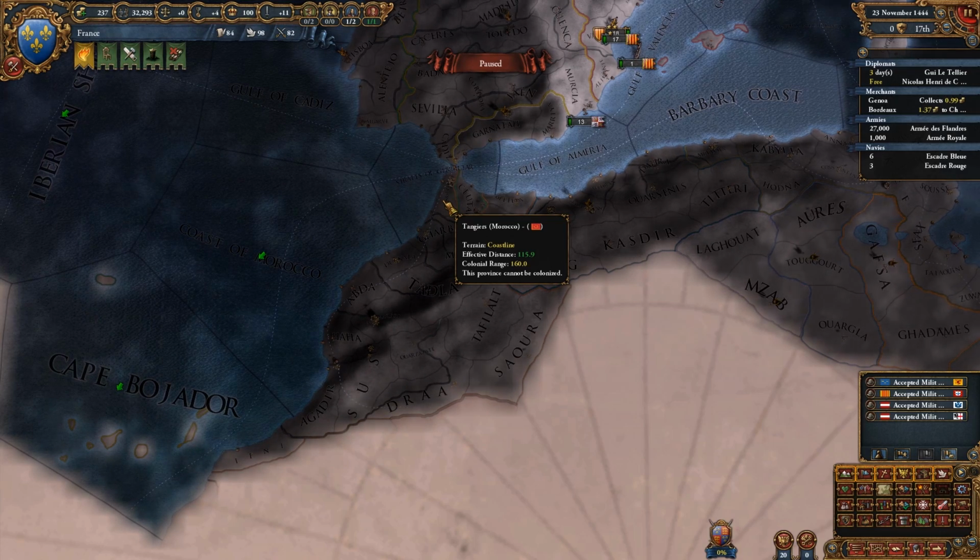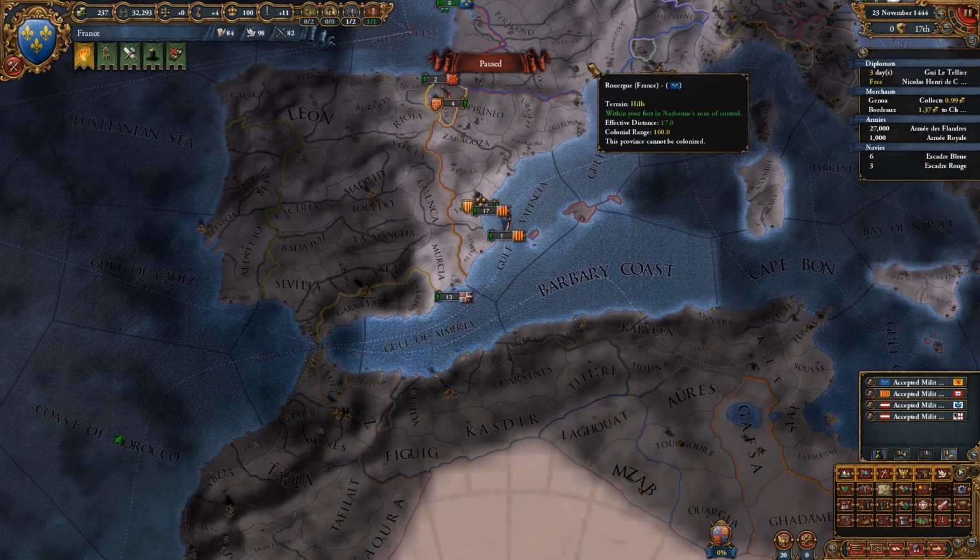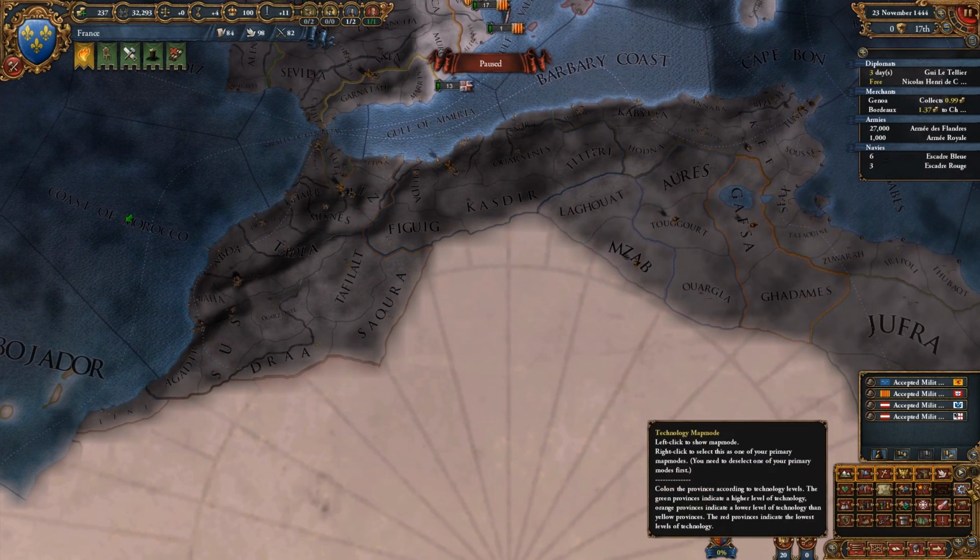So it's more useful for colonizing, but it can be very, very useful if you want to core a province that isn't directly adjacent to your borders.